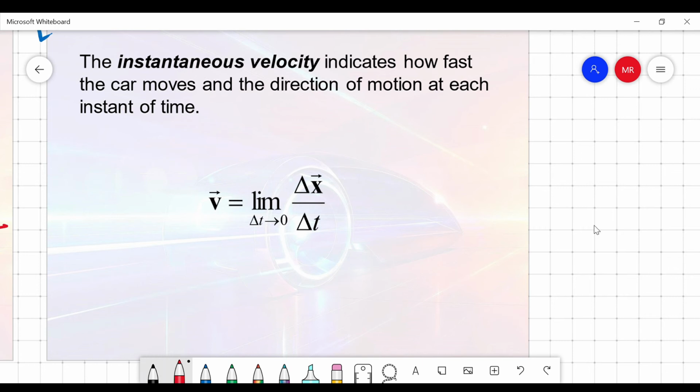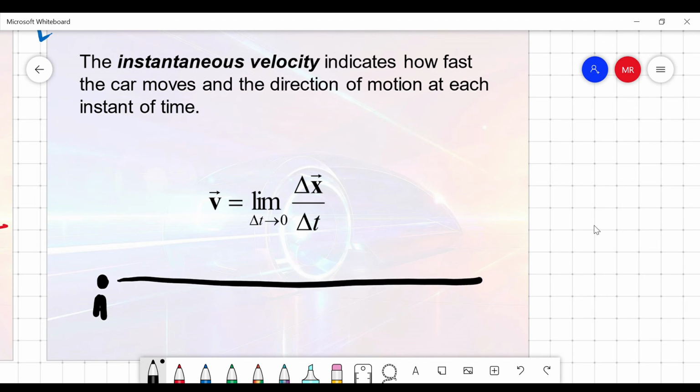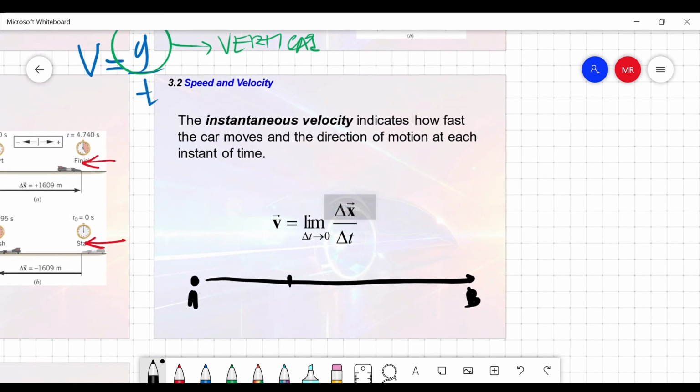Halimbawa, nagka-travel ka from point A to point B. Okay? Ngayon gusto mong kunin yung velocity dito sa point na to habang umaandar ka. Okay? So kunin mo yung velocity, yung distance na yon na na-cover mo at that very split second, no? Kaya nga as delta t approaches to 0, but not 0. Again, but not 0. As t just approaches to 0. Okay, that is the instantaneous velocity.